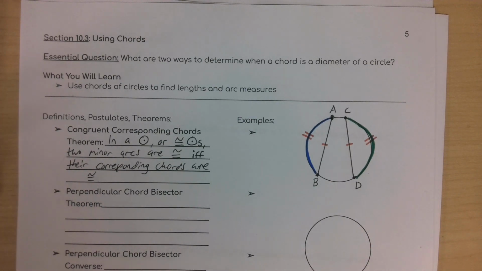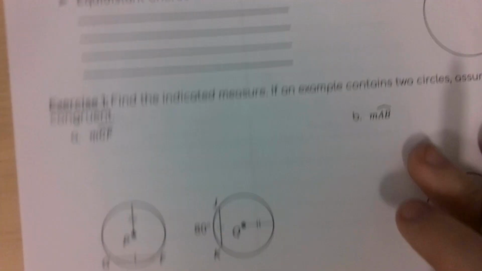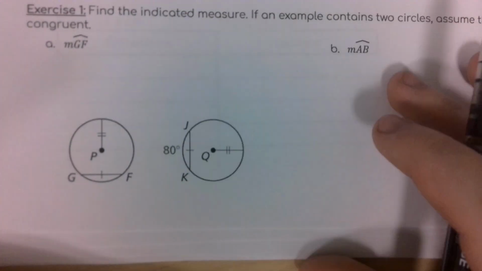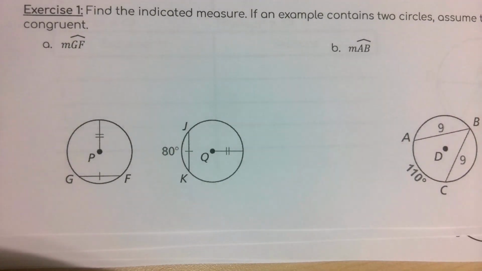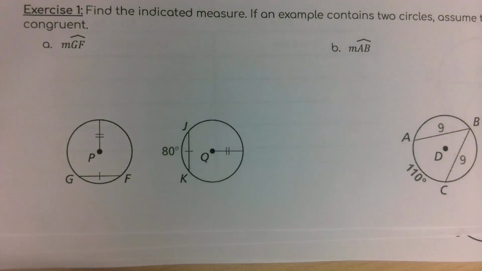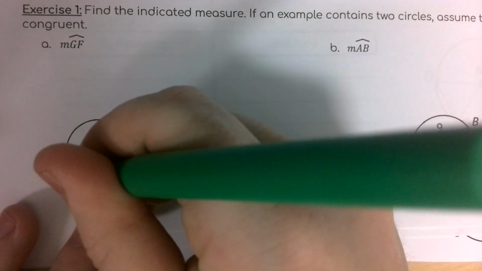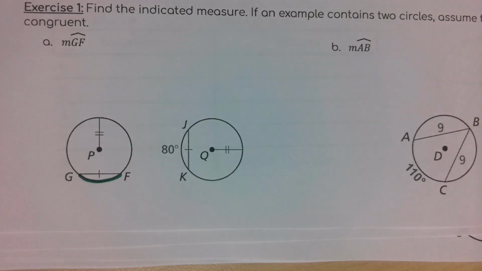Now, we do have some other theorems we're going to talk about, but I'd like us to practice the congruent corresponding chords theorem with exercise 1. So in exercise 1, we have two circles, and we're asked to find the indicated measure. In this case, the indicated measure is the measure of arc GF. So we're trying to find this green arc. But how do we do that?